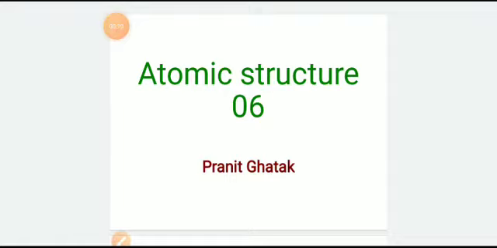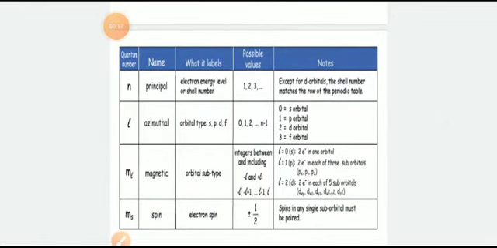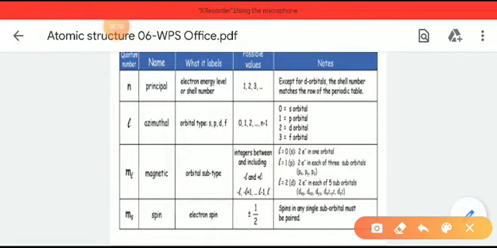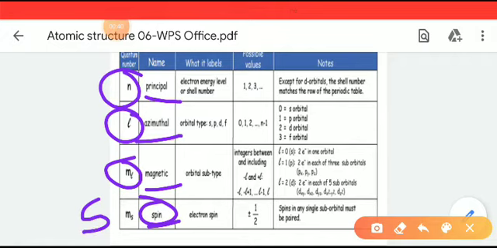So, let's begin. In the previous video, we explained the quantum numbers and the origination of quantum numbers. In the same video, I explained there are 4 quantum numbers, namely the principal quantum number, that is n, the azimuthal quantum number, that is L, the magnetic quantum number, that is M, and the spin quantum number, that is S, or what we can say ms, but in general we write S.